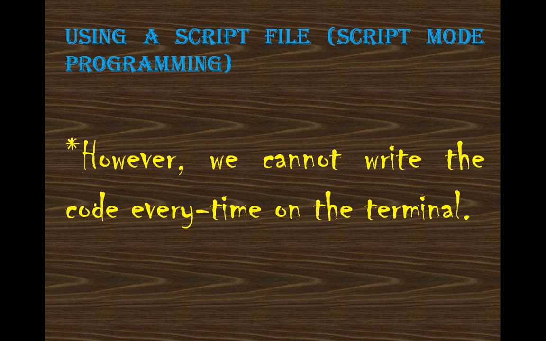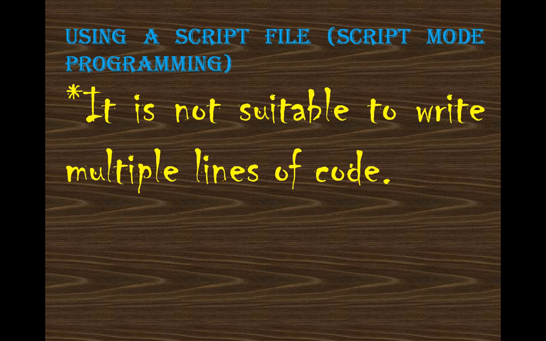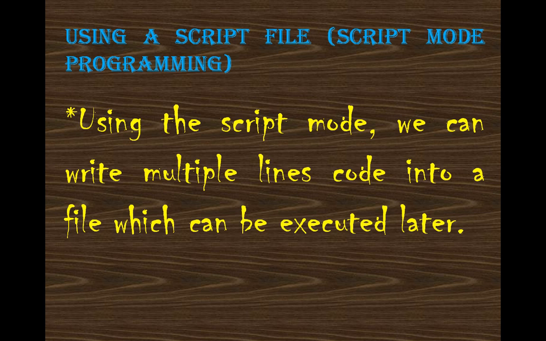In that interpreter mode, you can't write code. It's not possible for us to write code every time on the terminal. So it's better to write code in a file, because if we are having multiple lines of code, then it will be preferable for us to use the scripting mode. Using the scripting mode, we can write multiple lines of code in the file, which can be beneficial also. That means it can be executed later when it is required.